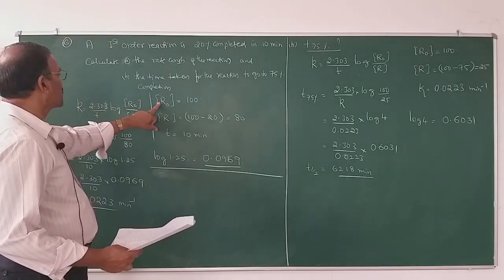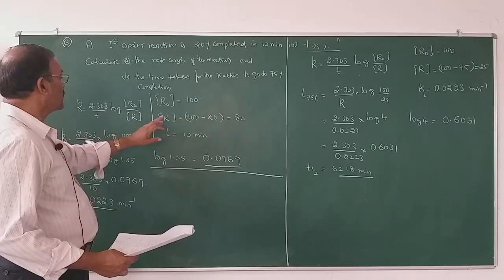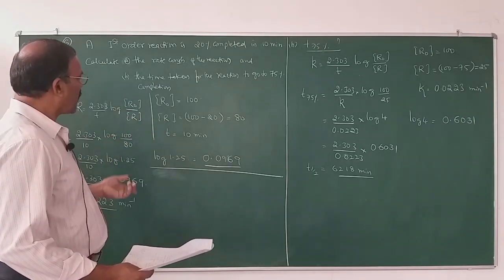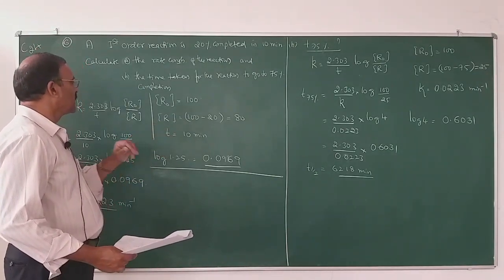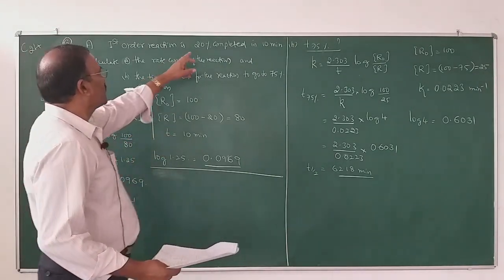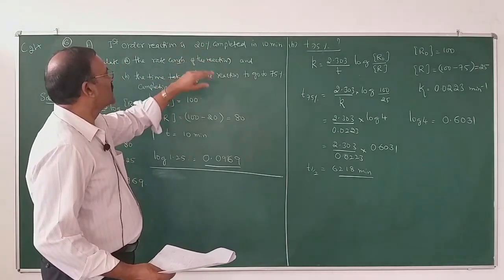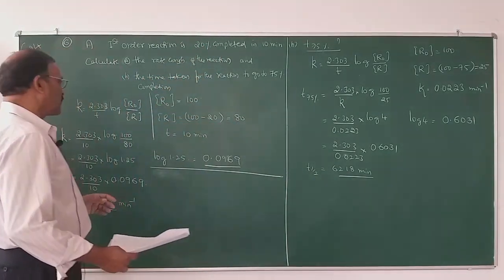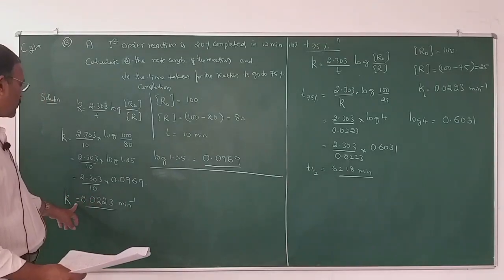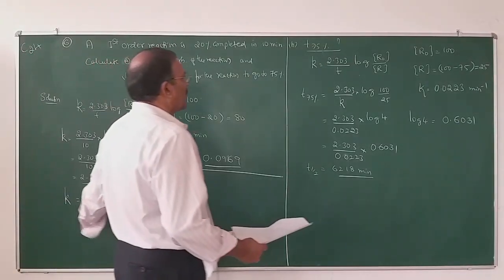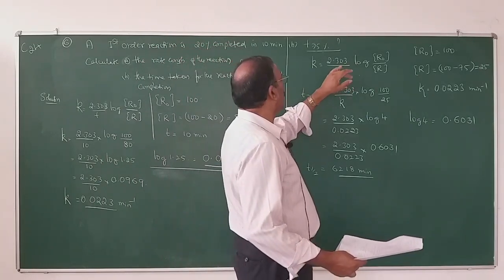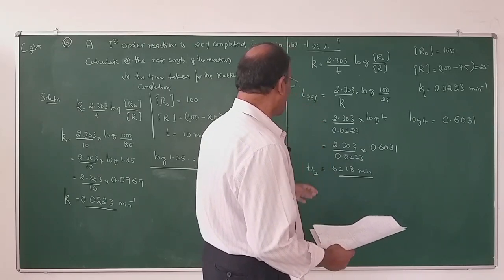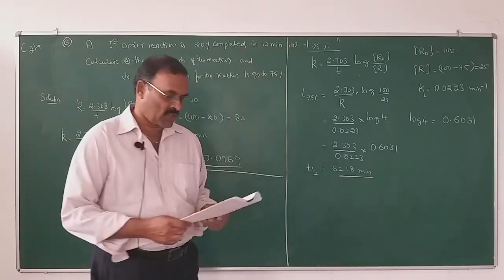So R naught is the initial concentration, and R is the remaining concentration, or concentration at time T. When 20% is completed, what is the amount remaining? 80%. So that you have to look at. So we can calculate the rate constant, and substituting the value of the rate constant here, you can calculate time for 75%. This is how you can do this problem.